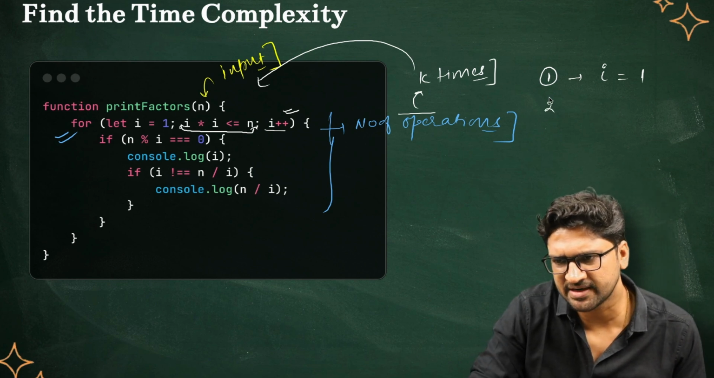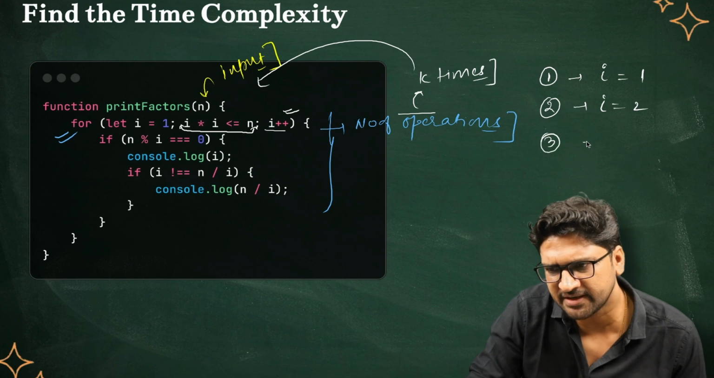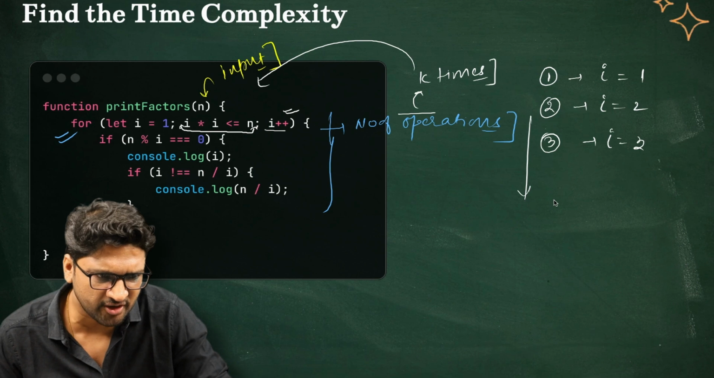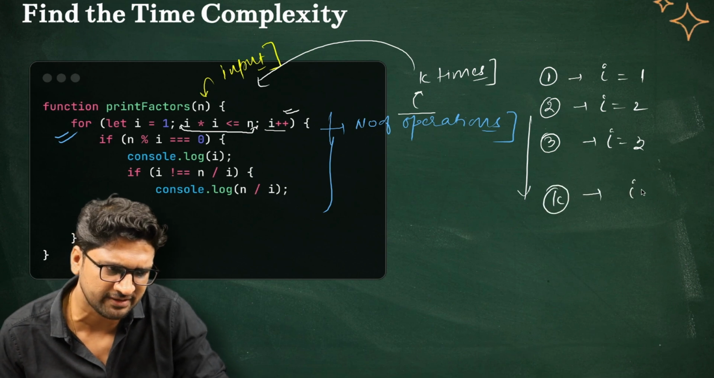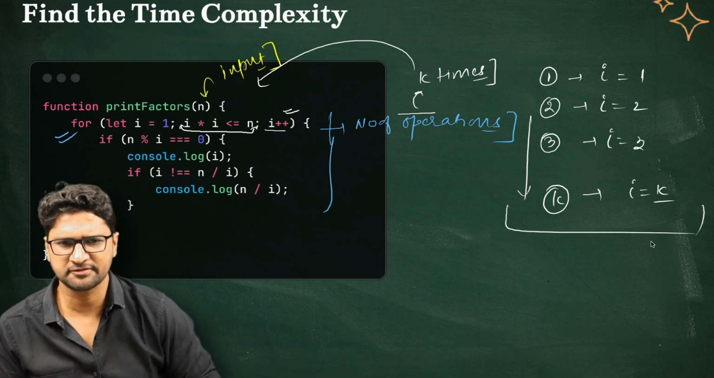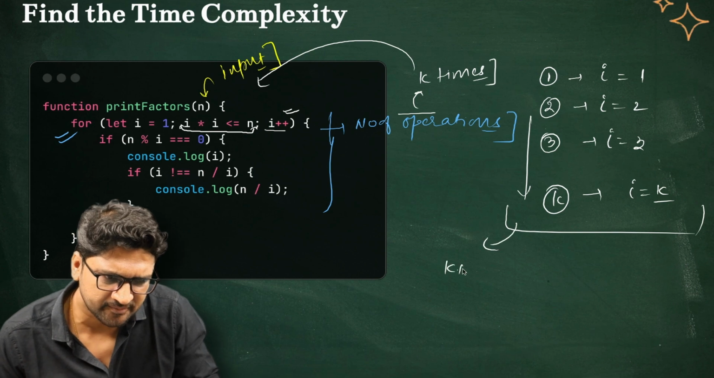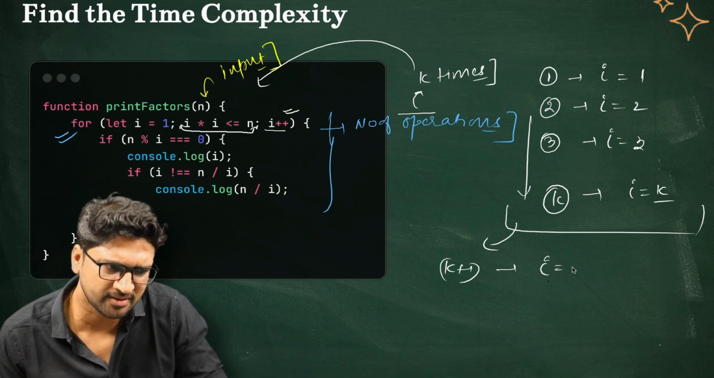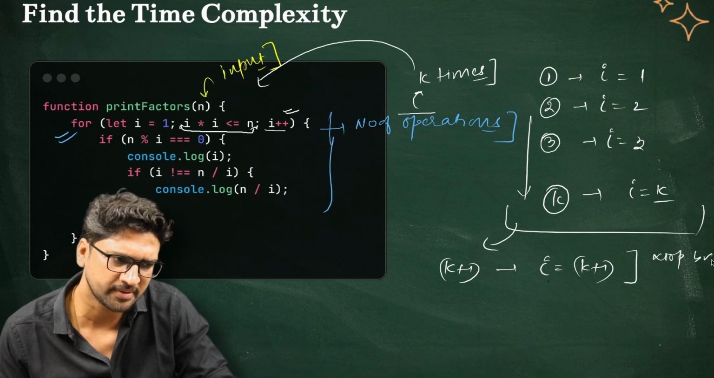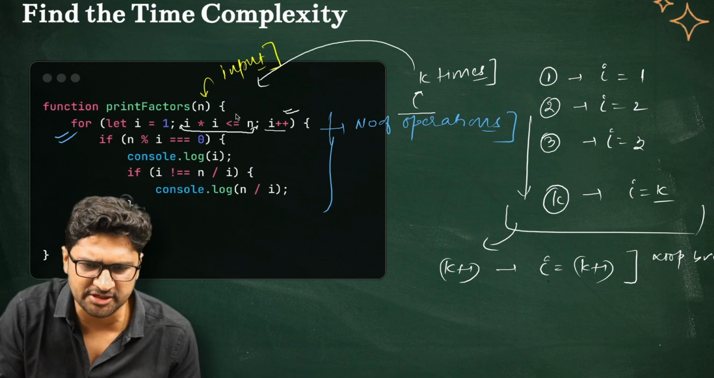Second time when the loop is running, the value of i becomes equal to what? 2. Third time when the loop is running, the value of i becomes equal to what? 3. And I have assumed that it runs for how many times? K times. So at that time the value of i will be what? K. At that time, let's say that if it runs for k times, this is all fine. At the (k+1)th time, the value of i becomes equal to k plus 1, and at this time the loop breaks.